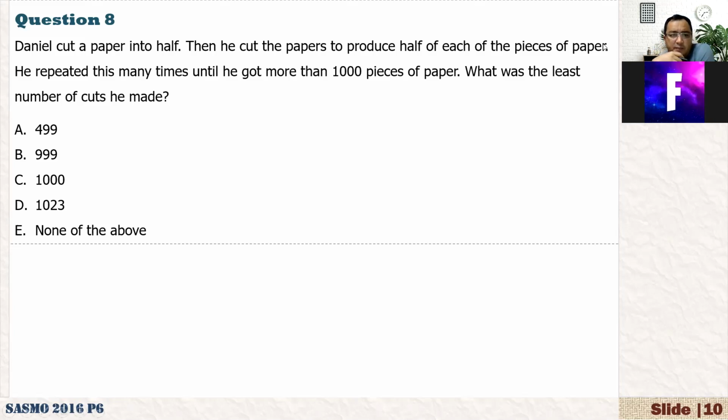So Daniel cut a paper into half. Then he cut the papers to produce half of each of the pieces of paper. He repeated this many times until he got more than 1,000 pieces of paper. What was the least number of cuts he made?